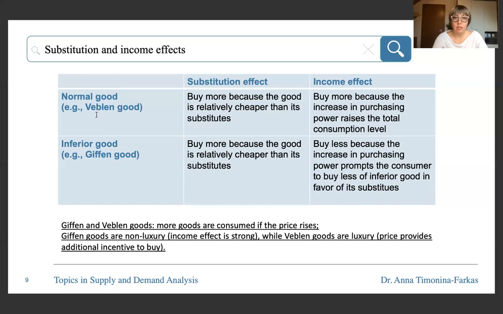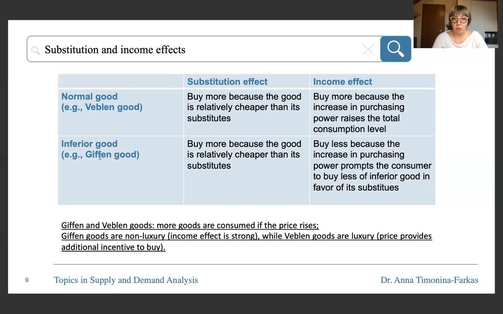Also, two interesting cases are Veblen goods and Giffen goods. As you can see, Veblen goods are normal goods and Giffen goods are inferior goods. However, these goods are telling us about their own price elasticity, and this is very important. The initial law of demand from the first slide tells us that one will tend to buy less if the price increases. However, this is not true for Giffen and for Veblen goods. More of these goods are consumed if the own price rises.